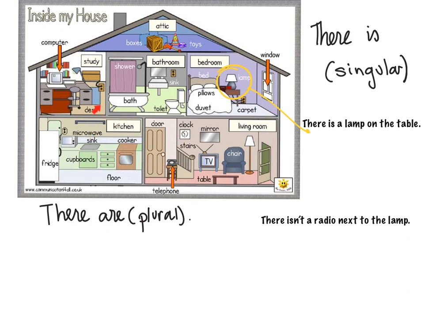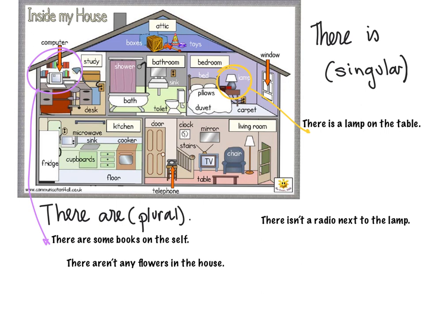On the other hand, if we want to talk about plural structures, if we want to describe something we can find in this house, we use there are. Look at this example. There are some books on the shelf. There is a book? No, there are some books. More than one. So this is a plural sentence, and then we use there are. On the other way around, if we want to use the negative form, we use aren't. There aren't any flowers in the house.